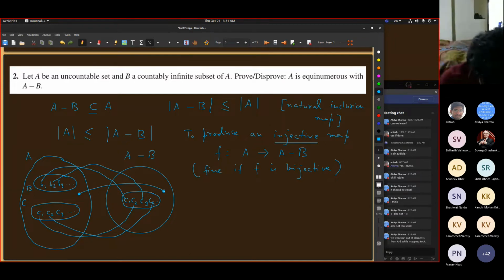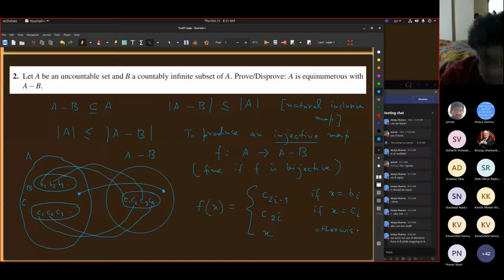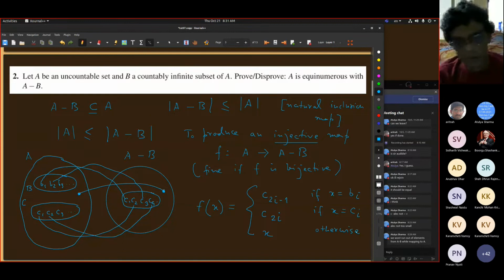Okay, so formally, f from A to A minus B is defined as f(x) equal to c_{2i-1} if x is b_i, c_{2i} if x is c_i for some i, and x otherwise. And you convince yourself that this f is not only an injective map, it is also a bijective map. This is actually a bijection.